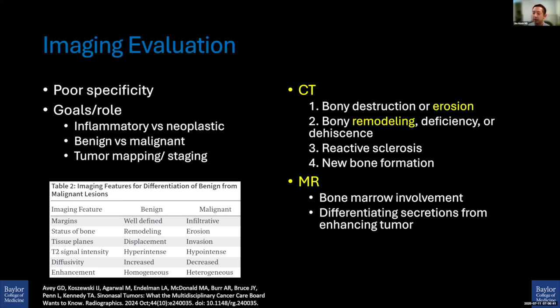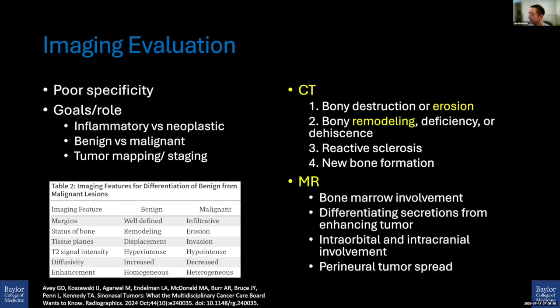And it's hard to determine what is tumor, what are just trapped secretions. And then you look at the MRI and it's a lot easier to differentiate and map the tumor. MRI is going to be better also for looking for intraorbital and intracranial involvement, and also perineural tumor spread.